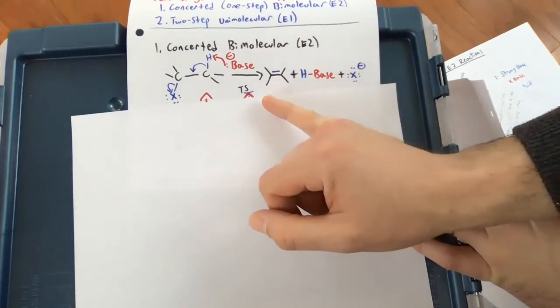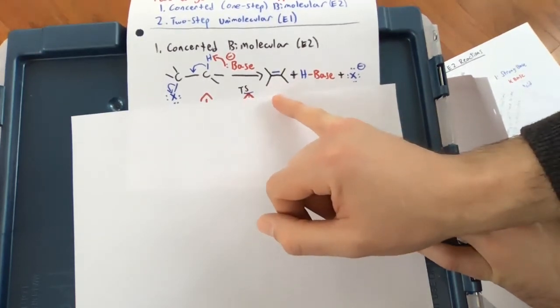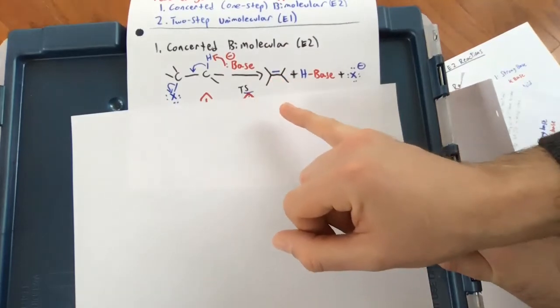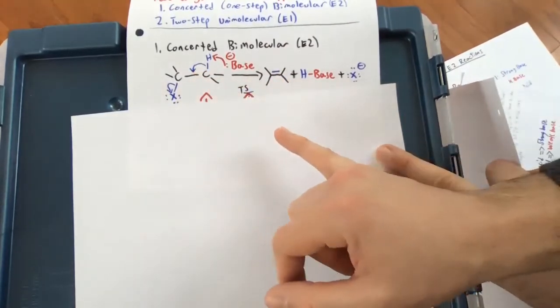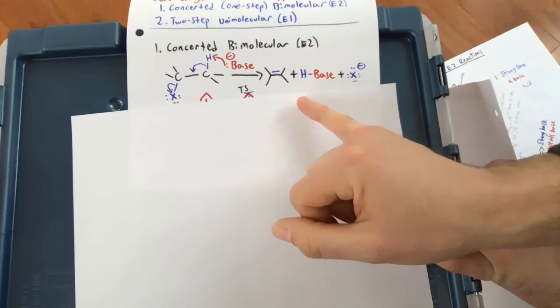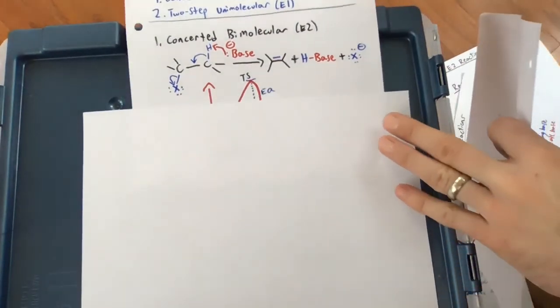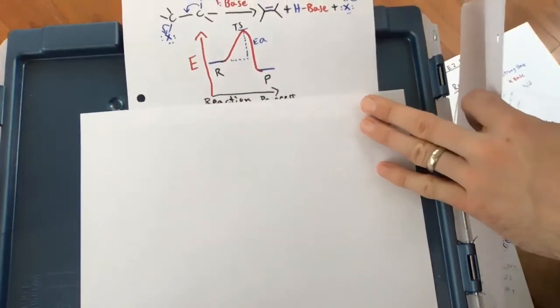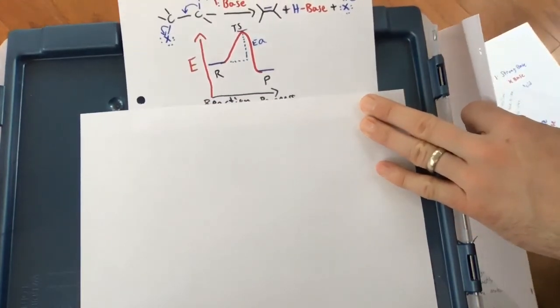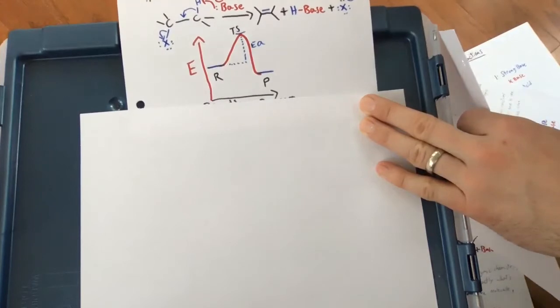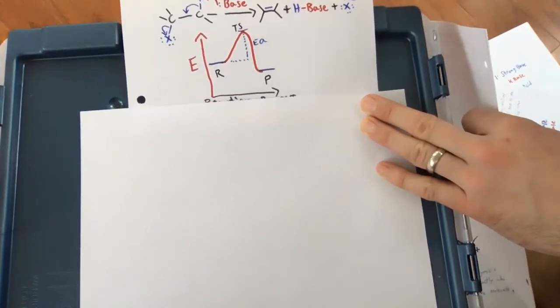Along with this, the alkene is generated here with the blue bond shown so that you can see where the electrons came from, as well as the protonated base. And because this is a single step process, the reaction diagram looks like this, where you have reactants going to products with one transition state and one activation energy.